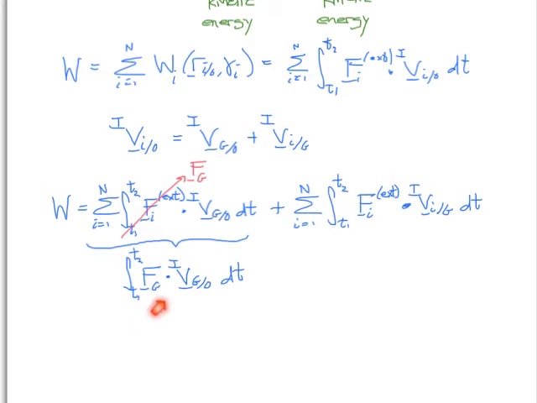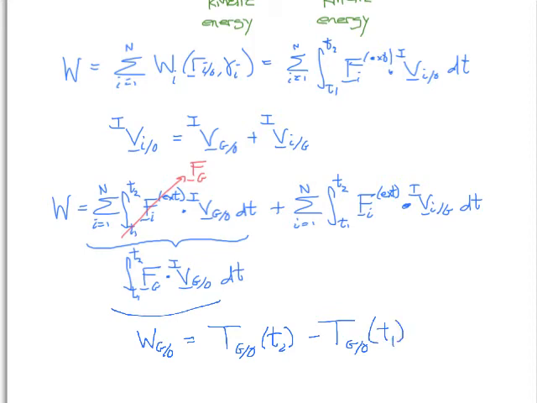And by definition, this is the work on the center of mass by the external forces, and we can write this as W_G with respect to O, and using the work-kinetic energy relationship, this is T_G with respect to O, so the kinetic energy of the center of mass with respect to an inertially fixed point at time 2 minus the kinetic energy of the center of mass with respect to an inertially fixed point at time 1. So this is our translational kinetic energy, or rather the change of our translational kinetic energy.